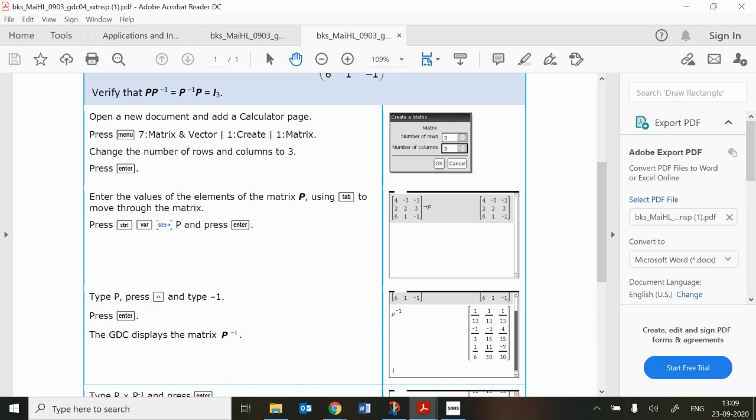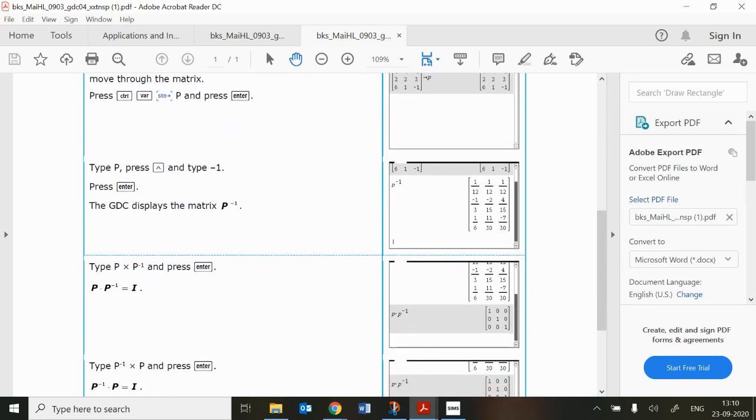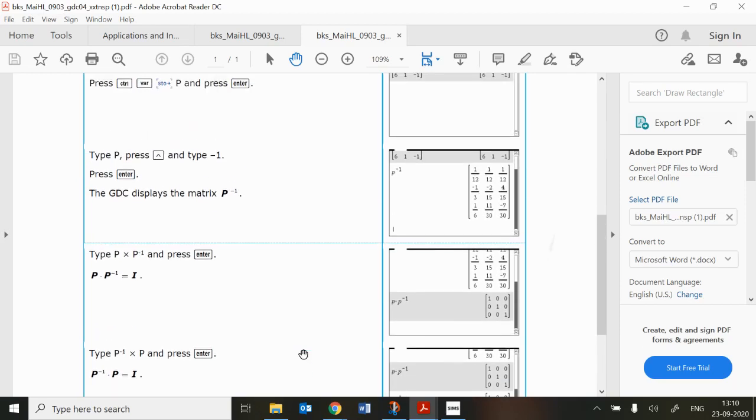So you can store your matrix now that you've made it as P by pressing control and then the VAR button and then going to store. So whatever calculator you use, learn to store this, because then you can do P to the minus 1. And you can use that later on to verify. When you do P times P to the minus 1, that will be really straightforward to do because you've defined your matrix. Okay, so that's a useful tip there.